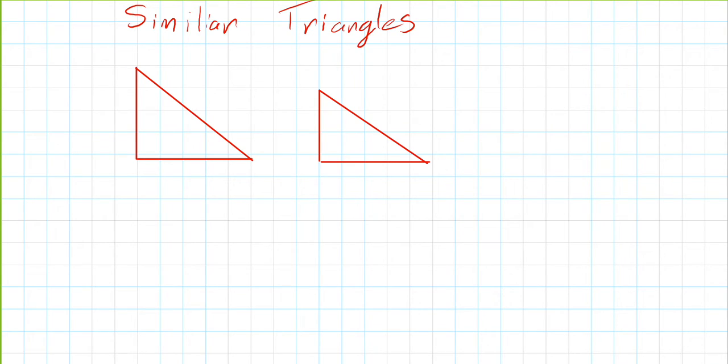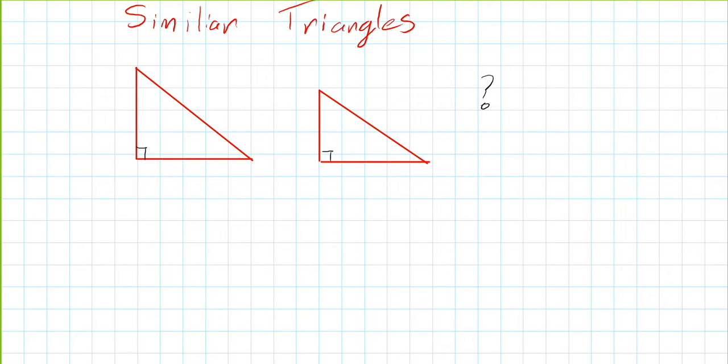Okay, so let's talk about similar triangles here. I've drawn two triangles. It's possible they're similar. We're not 100% sure yet. We've got to take a look at some of this information, okay? For simplicity's sake, we'll just say they're both right angle triangles, so that this angle is the same.